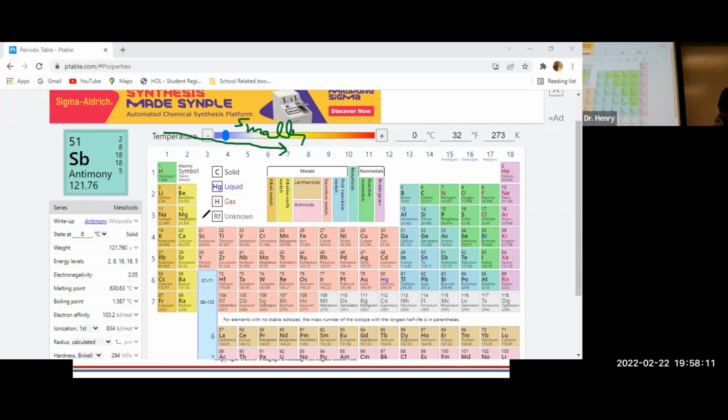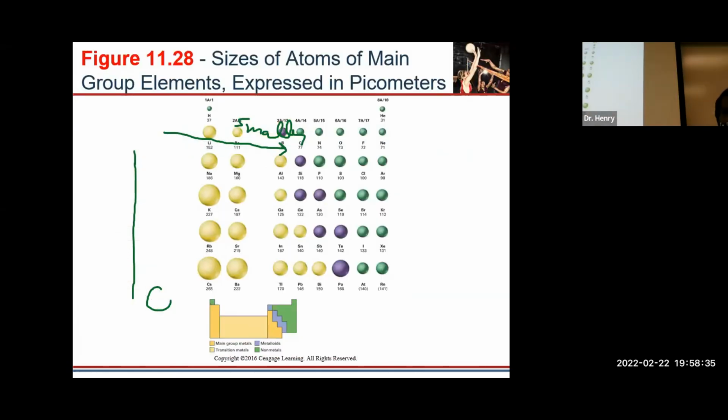Helium, okay? Helium is going to be my smallest. And who's going to be my biggest? Now remember, as we go down, it increases. That's right. So francium is going to be bigger than OG, right? So francium is going to be our biggest and helium is going to be our smallest. And this is just kind of showing you that.